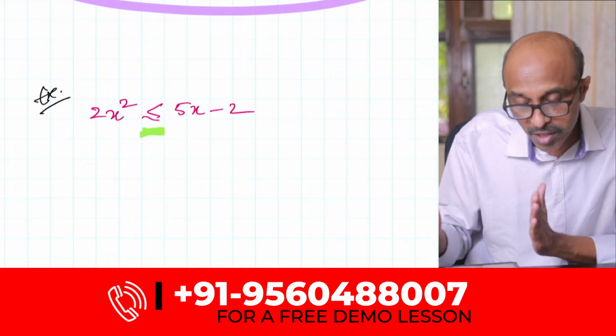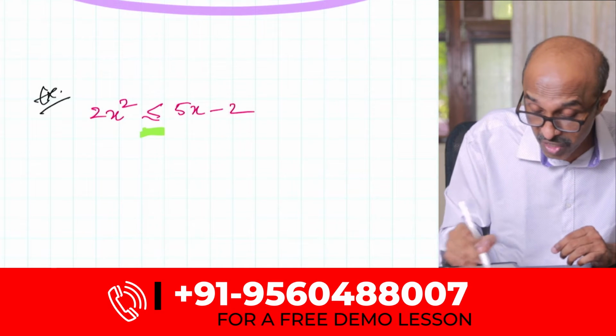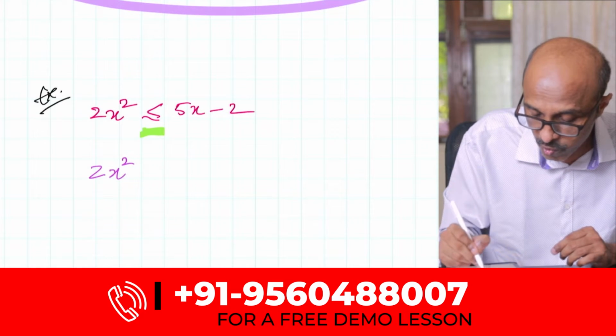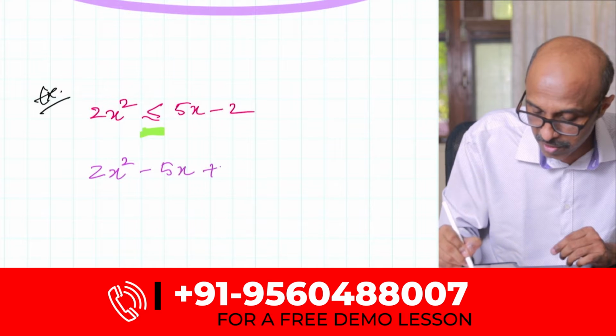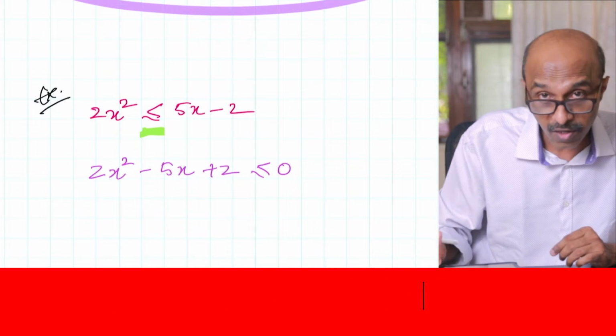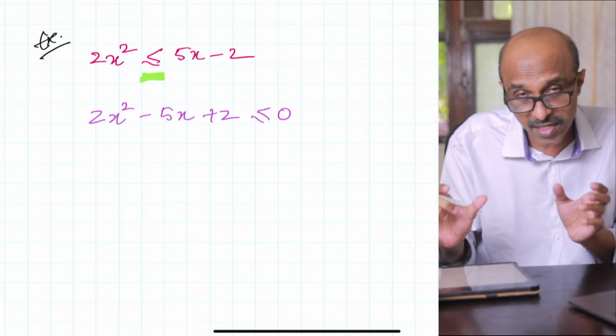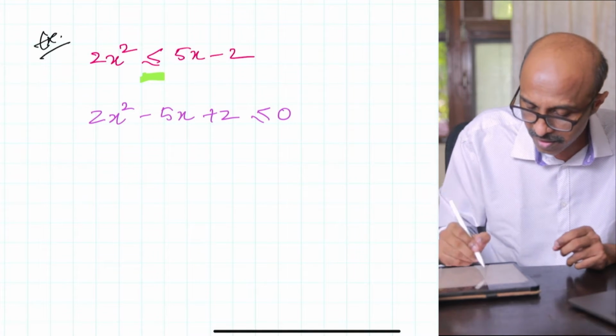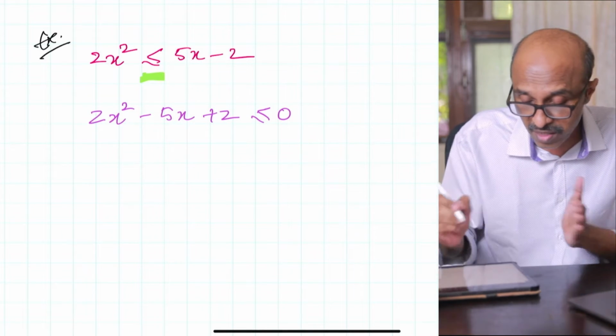The first thing to do is to bring all the terms on one side of the inequality. So you can rearrange the terms and say this is the same thing as 2x squared minus 5x plus 2 is less than or equal to 0. Got it? Now the first thing to identify is the x-intercepts. We can do that by factoring this quadratic.